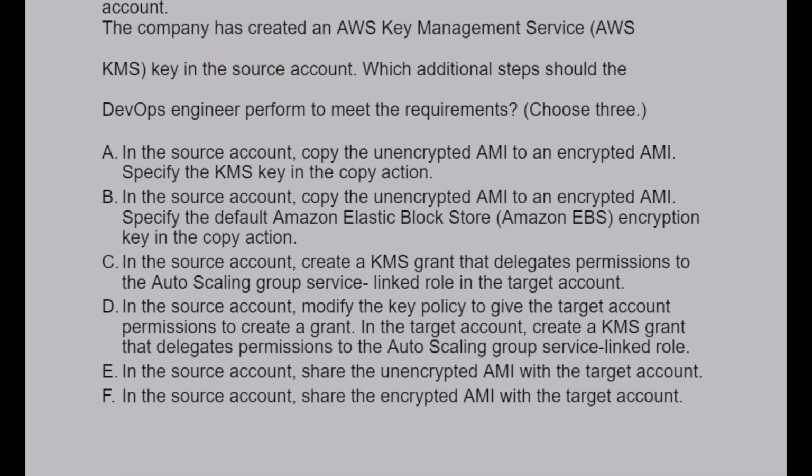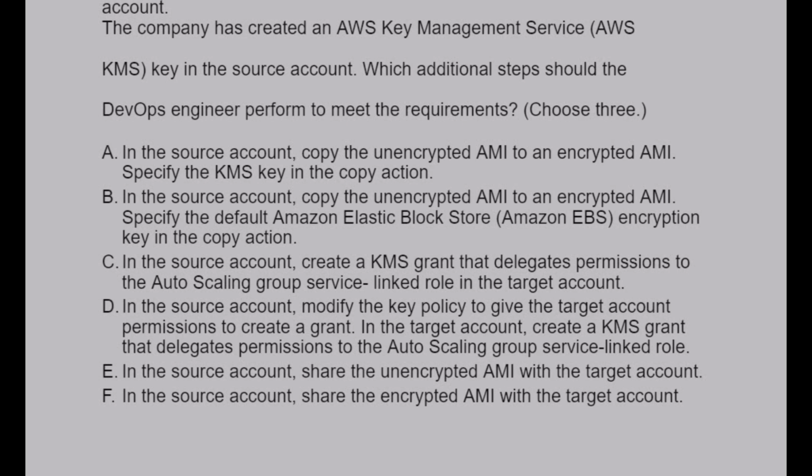Option A. In the source account, copy the unencrypted AMI to an encrypted AMI. Specify the KMS key in the copy action. Option B. In the source account, copy the unencrypted AMI to an encrypted AMI. Specify the default Amazon Elastic Block Store (Amazon EBS) encryption key in the copy action.